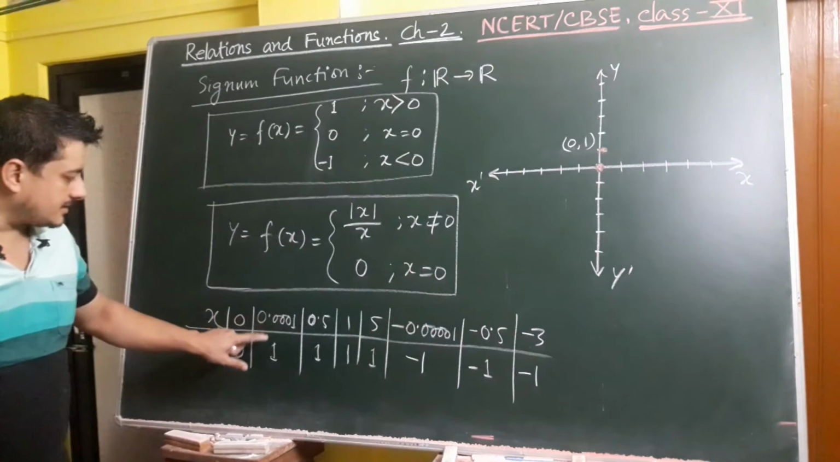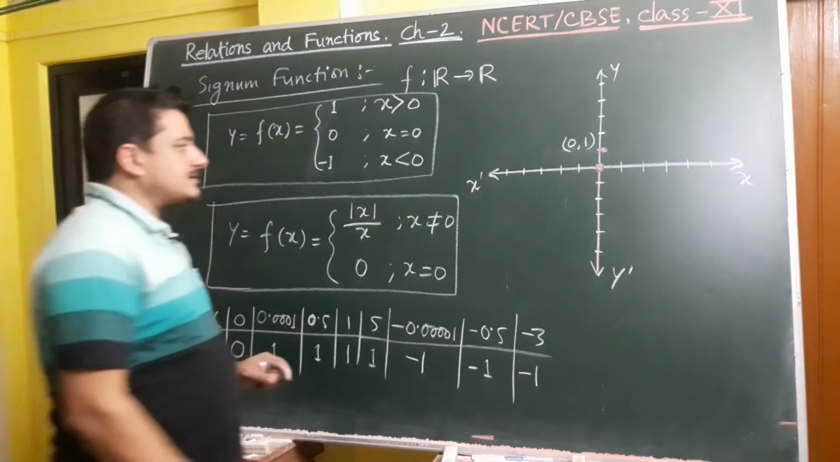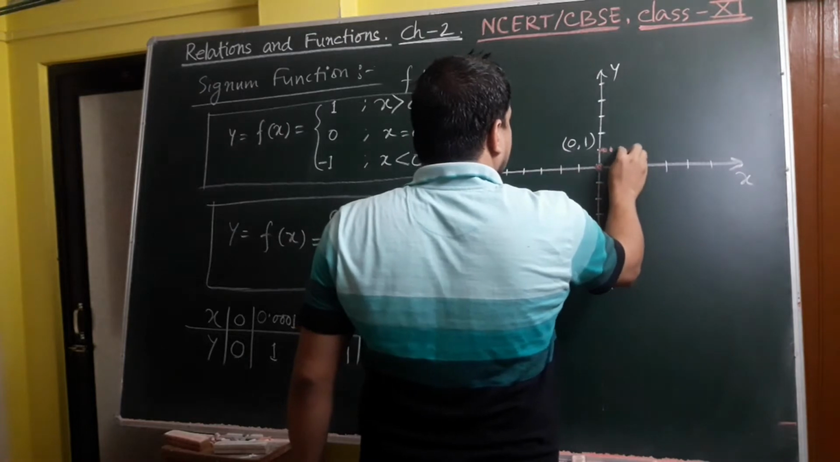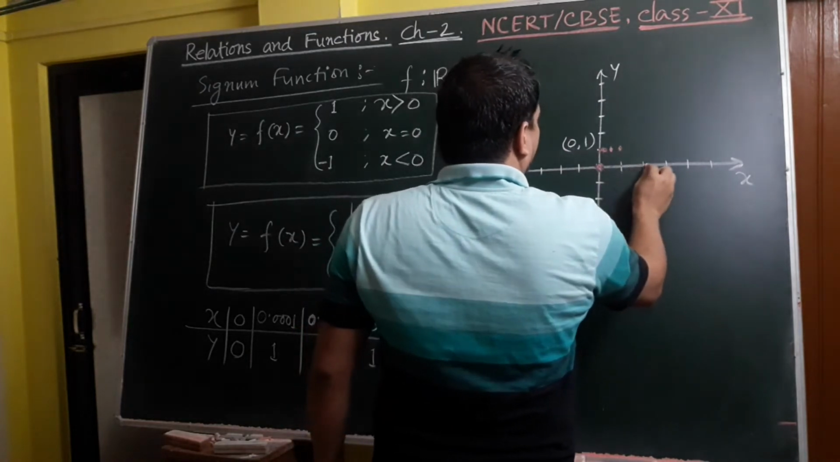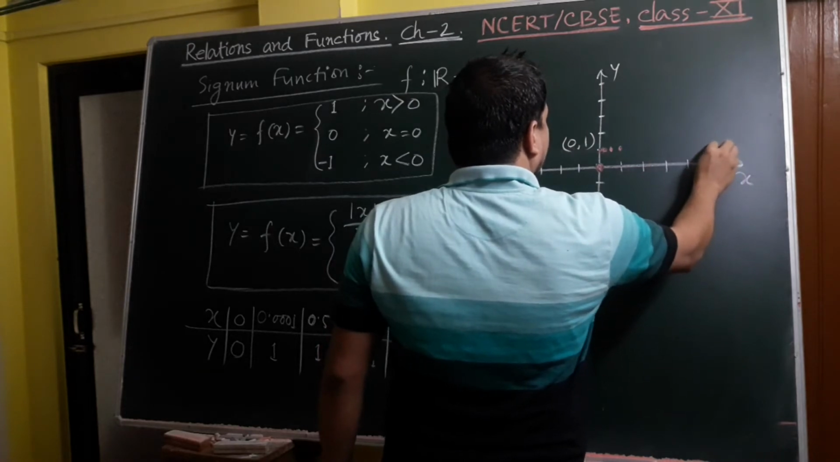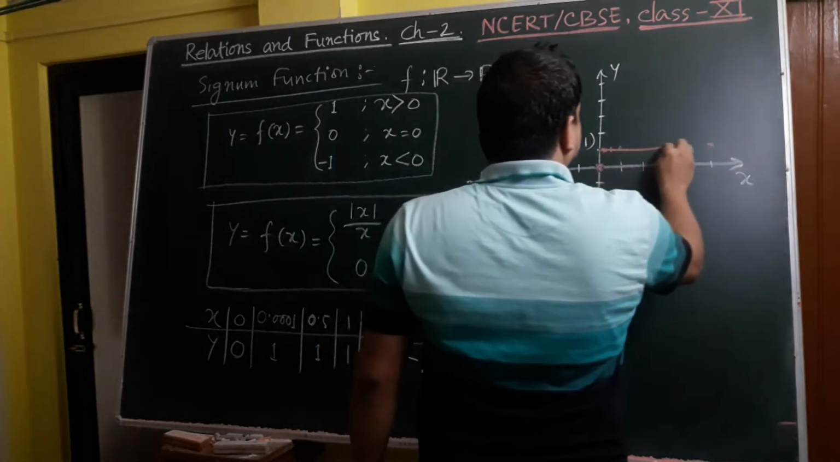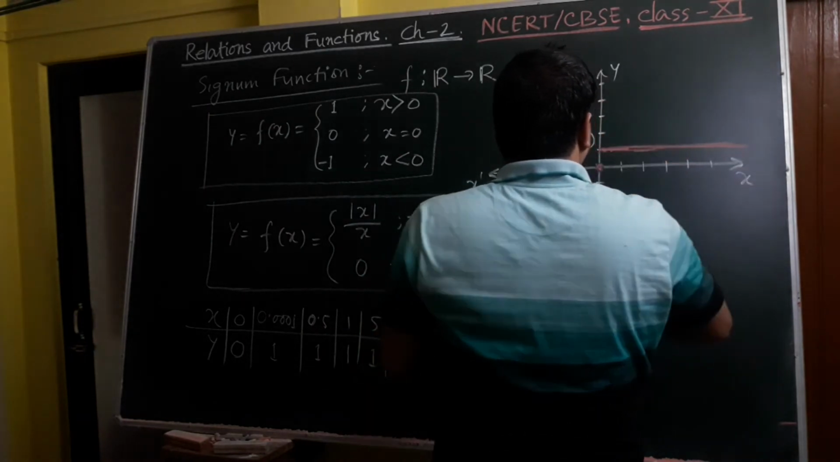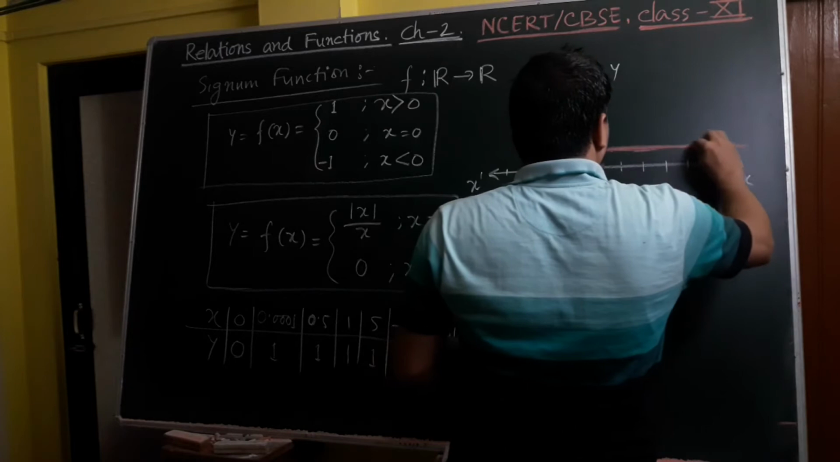This is one point that I have got. Then for 0.5 it is 1. For 1 also it is 1. Then for 5 also it is 1, somewhere here. So I now connect all these points. Okay, so I get this line.